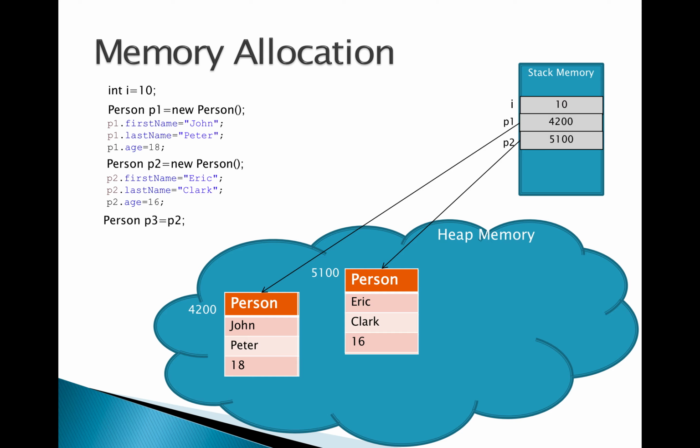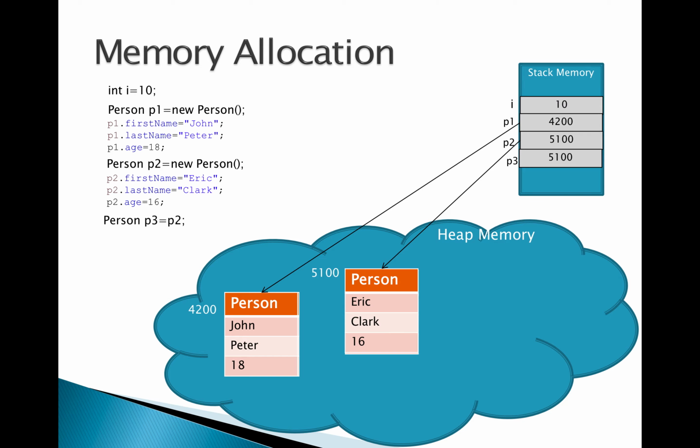And what is p3? p3 is a reference of a person class. So it is just like, let's say if I do integer b is equal to i, what is going to happen? It is just going to copy the value of 10, which is referenced by i, into the b, right? The same thing is going to happen here. We are going to create a p3 reference variable, and whatever value is present in p2 is going to get copied to p3. So p3 is just going to have 5100 here. It is just going to get copied.